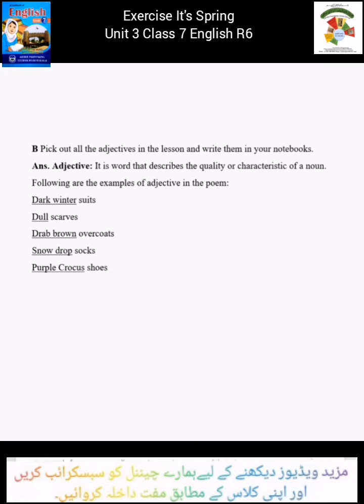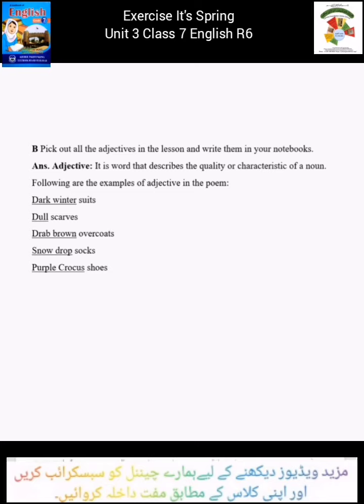So the underlined part is dark winter. Here the noun is suit. And what kind of a suit? Dark winter suit. So dark winter is an adjective which describes the noun, which is suits. Some other examples are dull scarves. Scarf is a noun, dull is an adjective. Drab brown overcoats. Overcoat is a noun. What kind of overcoat? Drab brown. It's like dull and brown in color. So drab brown is an adjective that describes the quality of an overcoat, which is a noun.